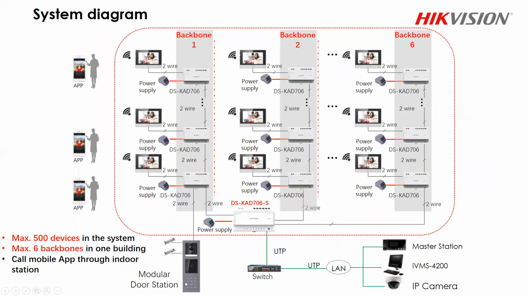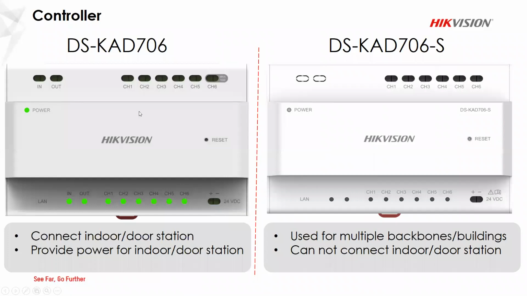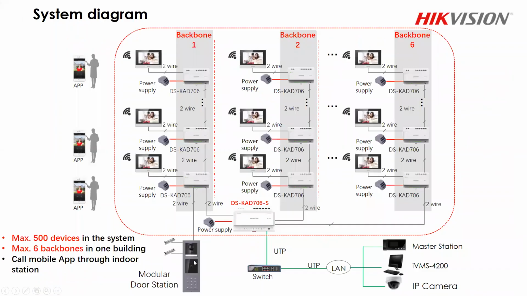And then if you have this door station, of course you connect it to the 706. Then you can use this to connect to the network cable. And something more: if you connect the door station from the 706, then we recommend you use channel 6 for the door station and other channels for the indoor station, because this can provide more power, and sometimes door stations may require more power if you have more submodules.